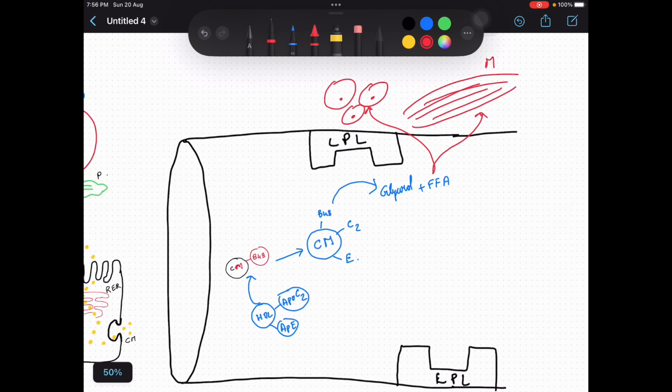This is about the chylomicron and its pathway. Once the chylomicron is broken down, it is converted into a chylomicron remnant, and this remnant will donate the ApoC2 back to the HDL. So it contains only ApoE and ApoB48, as usual.